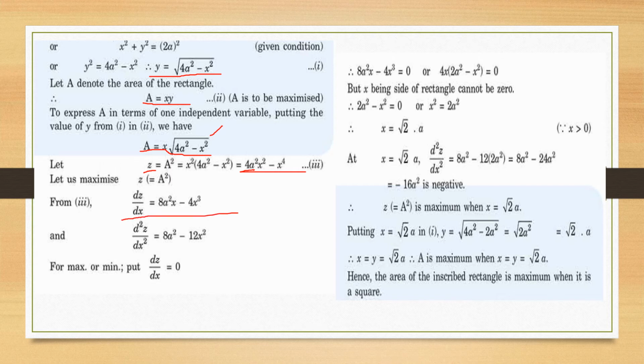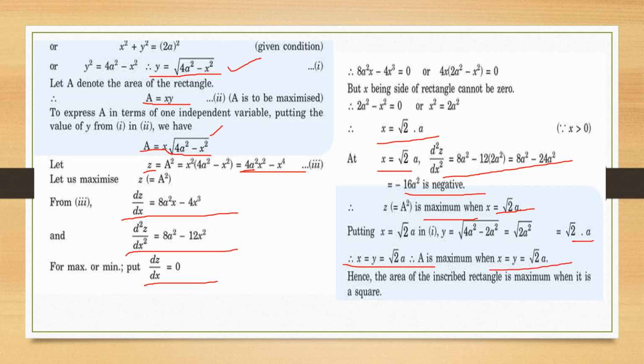So dz by dx, then d square z by dx square, and to find the critical point, put it equal to 0, x is root 2a. The second derivative at this value becomes negative, so it means the area is maximum when x is root 2a. Now get back to y. Put the value of x as root 2a, you again get y as root 2a. So ultimately it means x and y both are the same, that is root 2a. So area is maximum when x and y are both equal to this, and you know that this is the only condition for a rectangle to be a square.